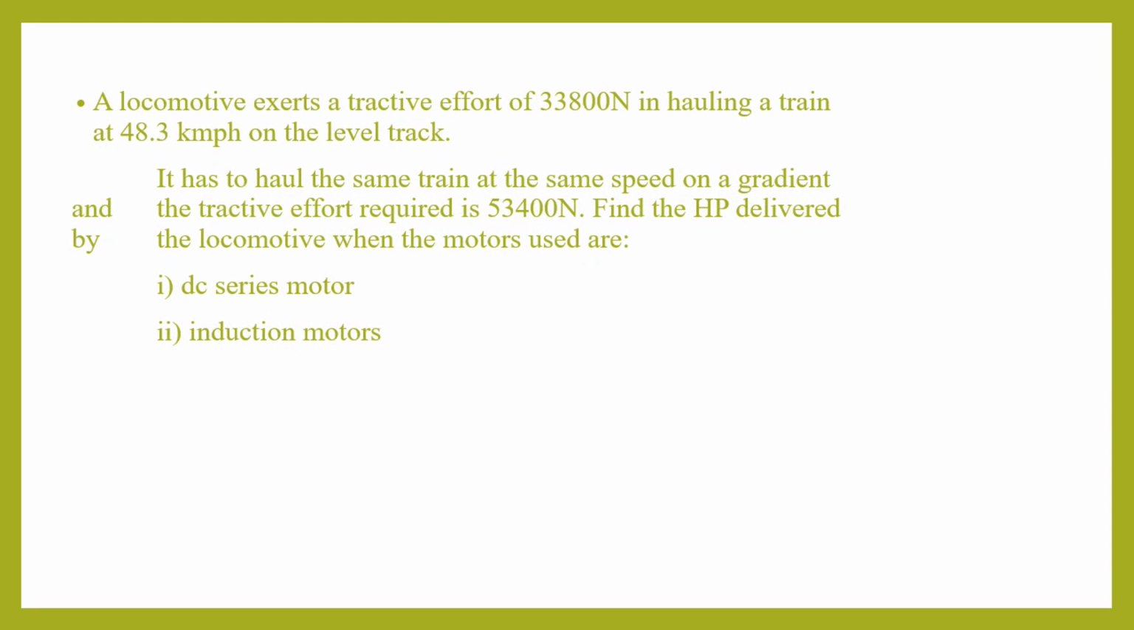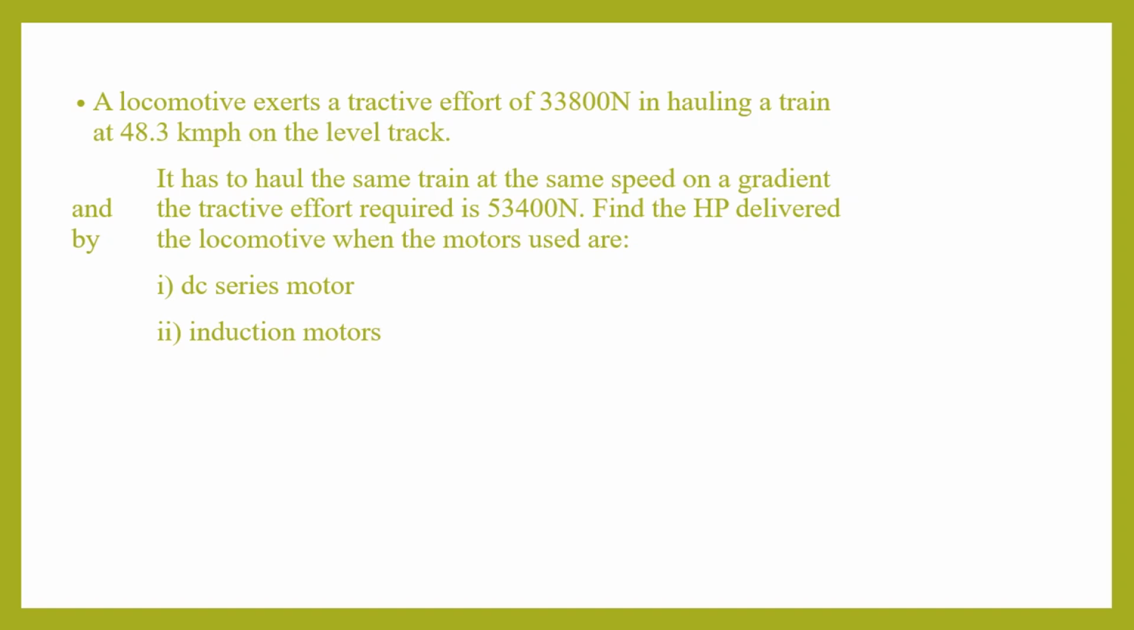Problem statement: a locomotive exerts a tractive effort of 33,800 Newton in hauling a train at 48.3 km per hour on the level track. It has to haul the same train at the same speed on a gradient, and the tractive effort required is 53,400 Newton. Find the power delivered in HP by the locomotive when the motors used are DC series motor or induction motor.